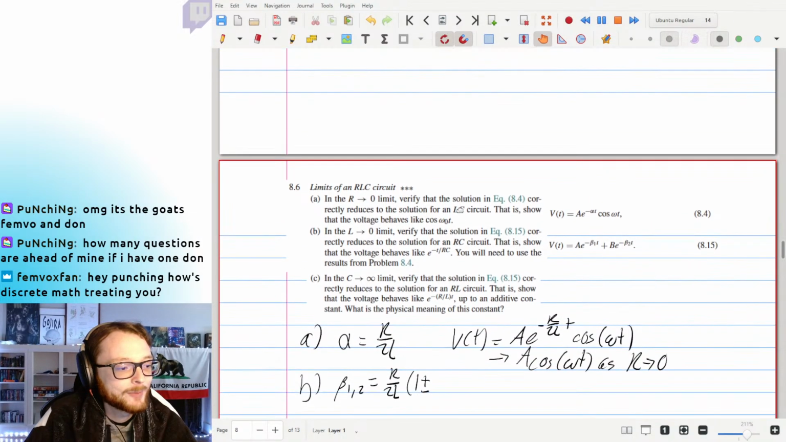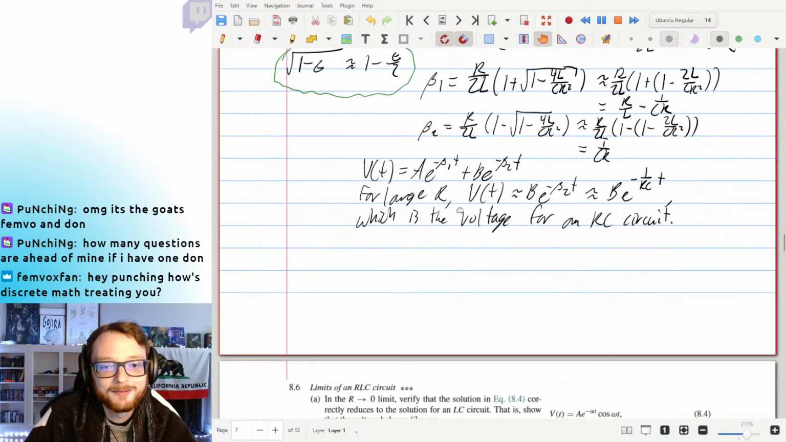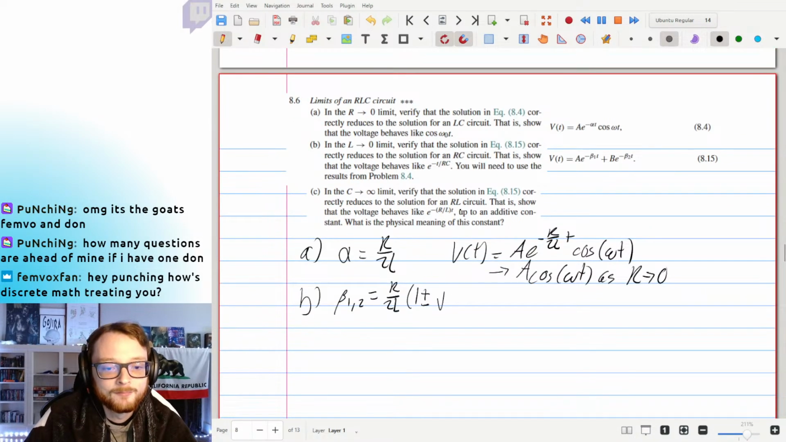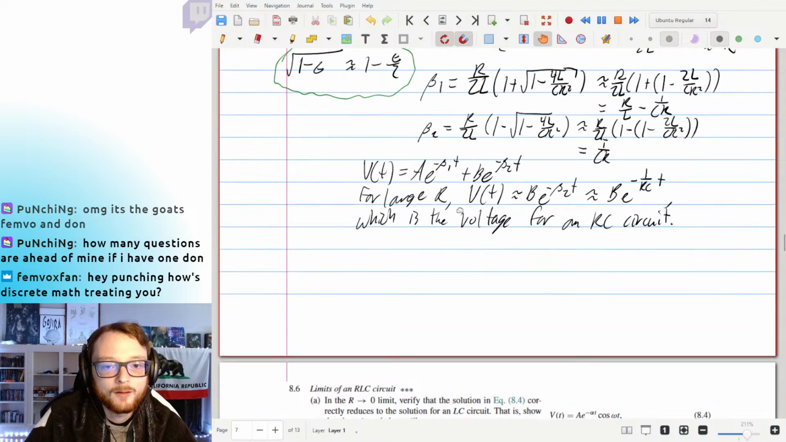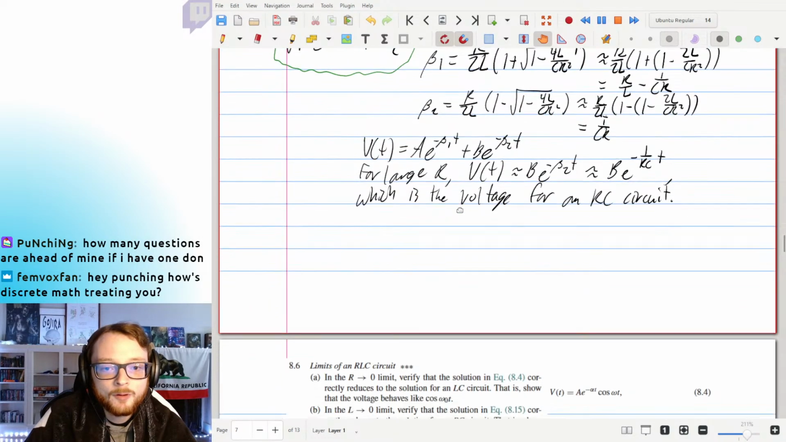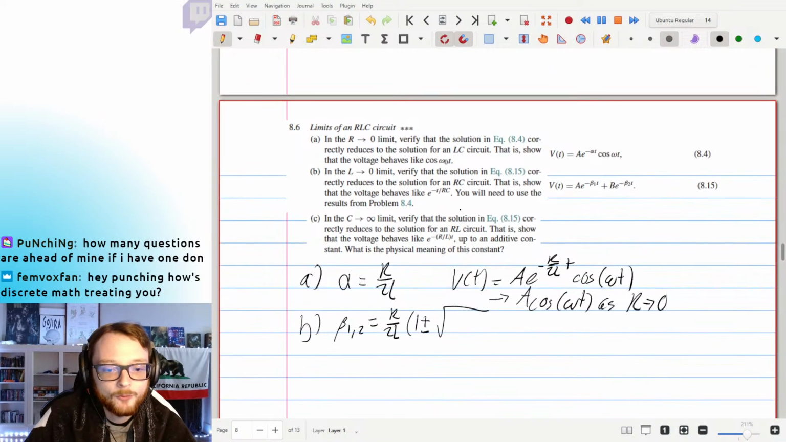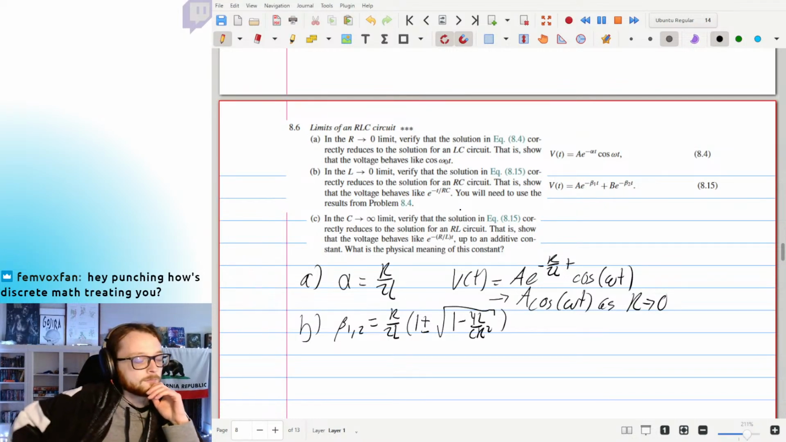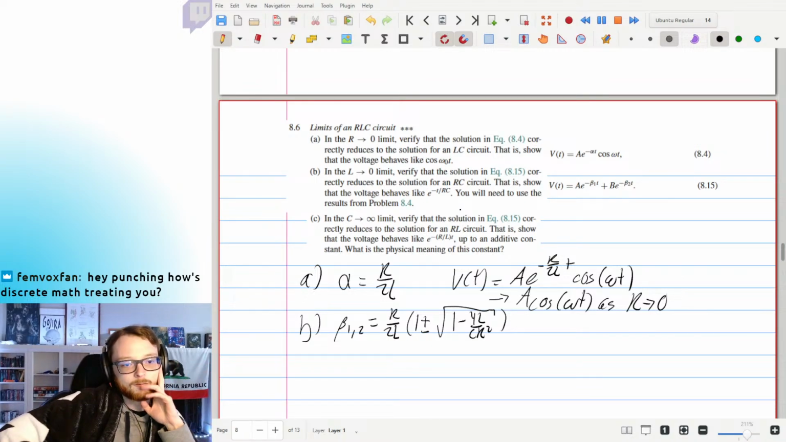This is easy, I just can't bear studying it. Aw, dang. Ugh, what am I going in there? 1 minus 4L over CR squared. Just let me know where it's posted, Punching, once you do post it. Once you're putting it there in chat, obviously.